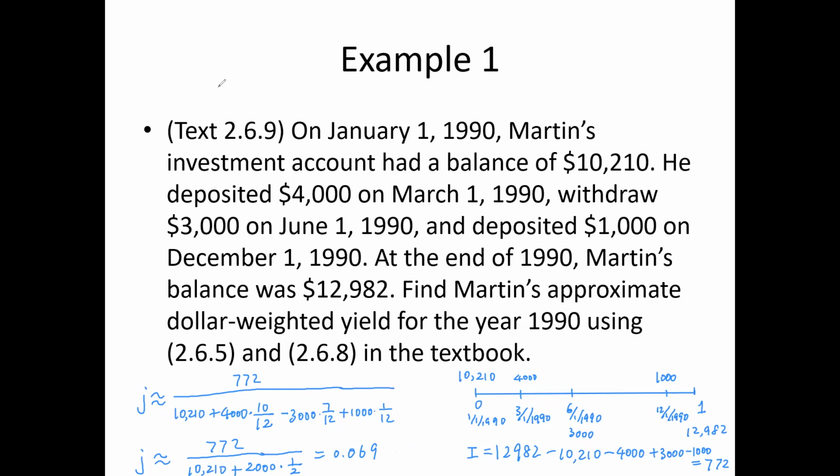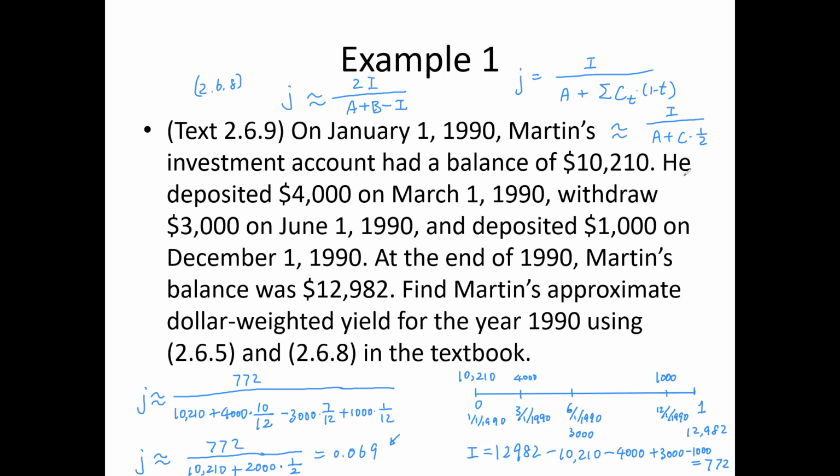Of course, you can also use the formula, which is 2.6.8. The formula is J is approximately 2I over A plus B minus I. The reason is it's some algebra, not that much algebra to prove this, because originally we have I over A plus the summation of C t times 1 minus t. You add all t's, right? Now you're assuming t equals half, so you have I over A plus C times half. Okay, that's what I did here.